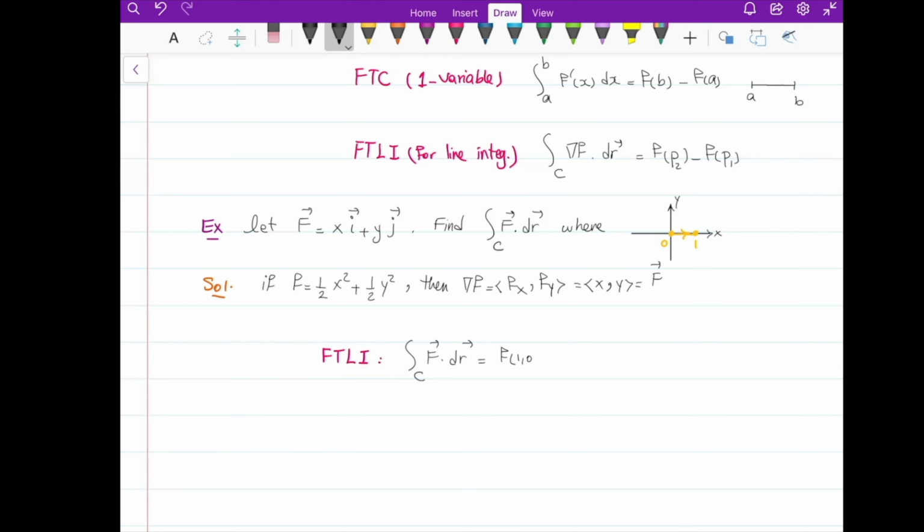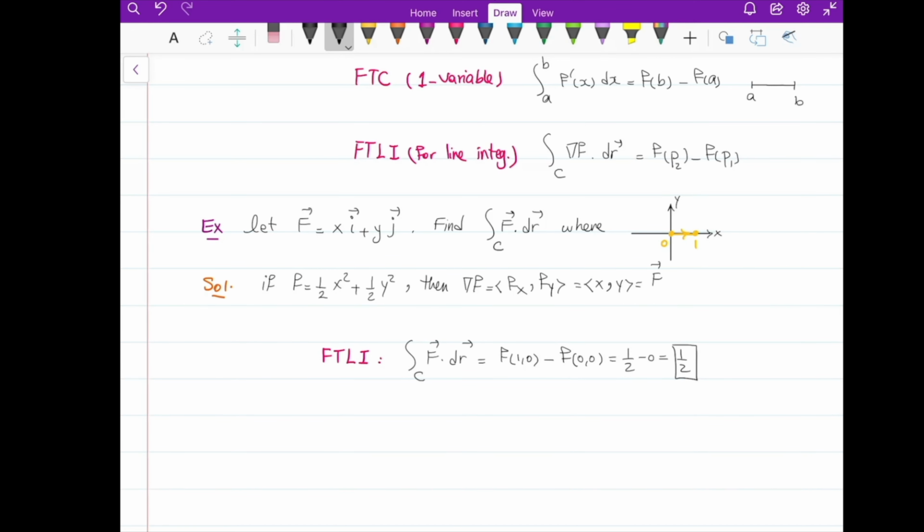The point (1, 0), minus the potential function at the first point, which is (0, 0). So what is f at (1, 0)? Plug in 1 for x, 0 for y. So it is 1/2. And then plug in (0, 0) in here, we get 0. So the answer for this line integral is 1/2.